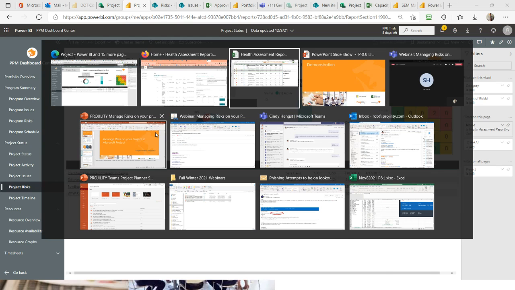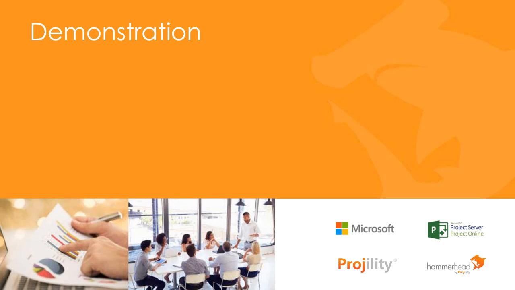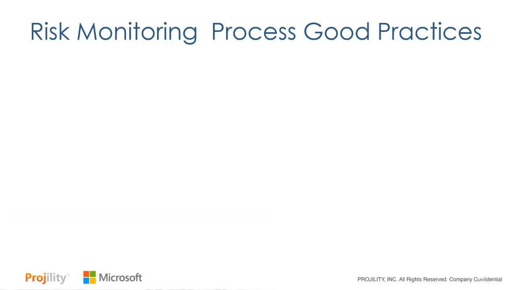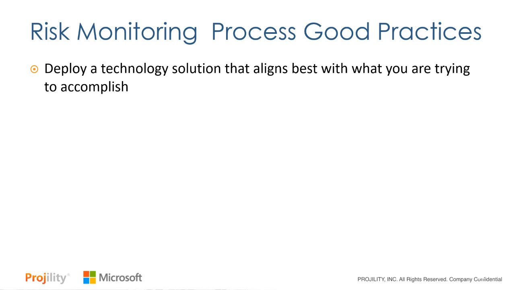So hopefully that gave you a feeling for some of the capabilities or possibilities with doing active risk management on your projects. What are some good practices or procedures for doing this if you're thinking about becoming more proactive with your risks, beyond just starting to do it? Well, if you're going to deploy a technology solution, make sure it aligns with what you're trying to accomplish. What that means is if you're just trying to get a big list of all your risks, get a big list of all your risks and start with that.